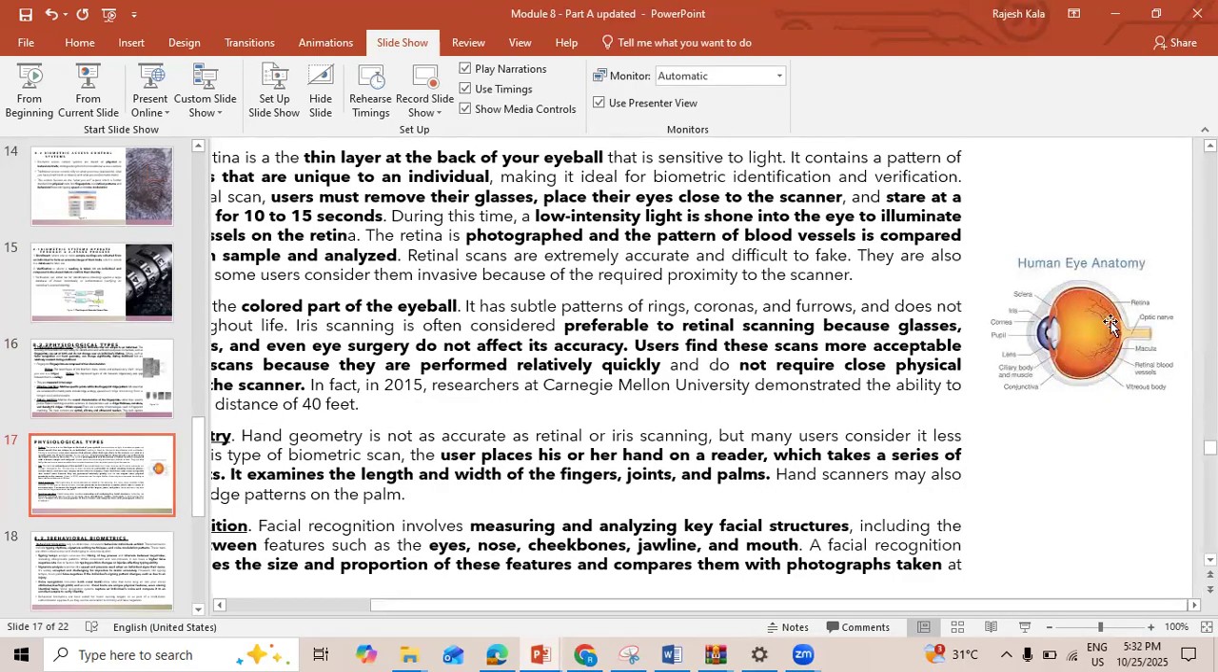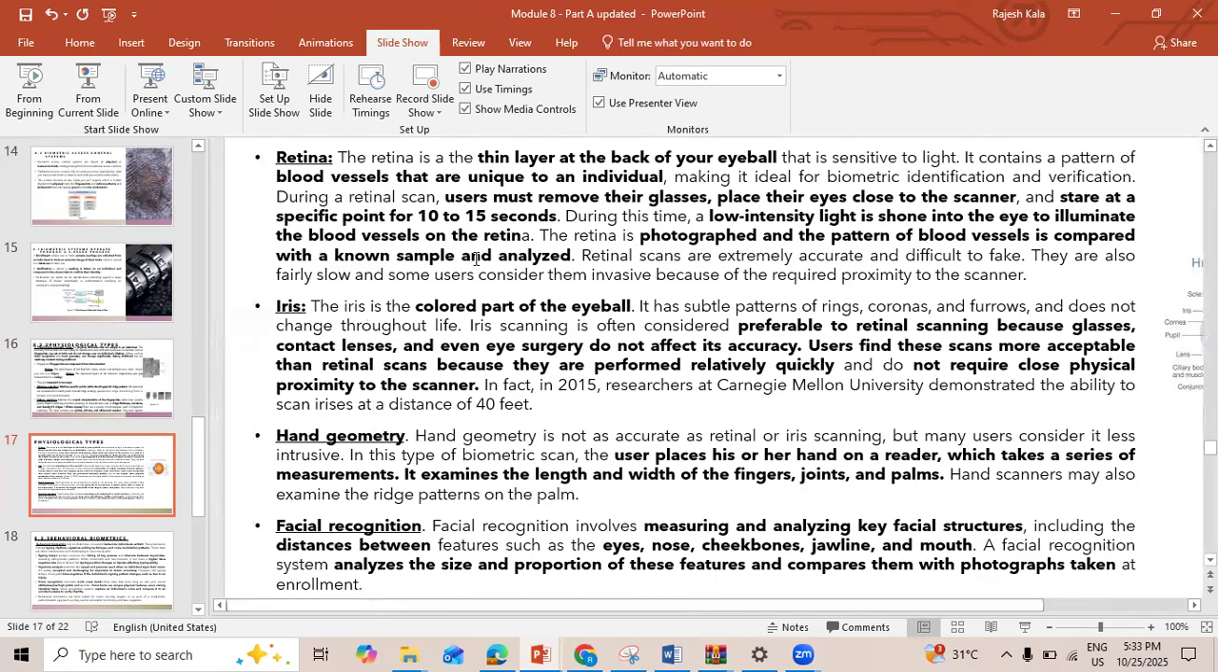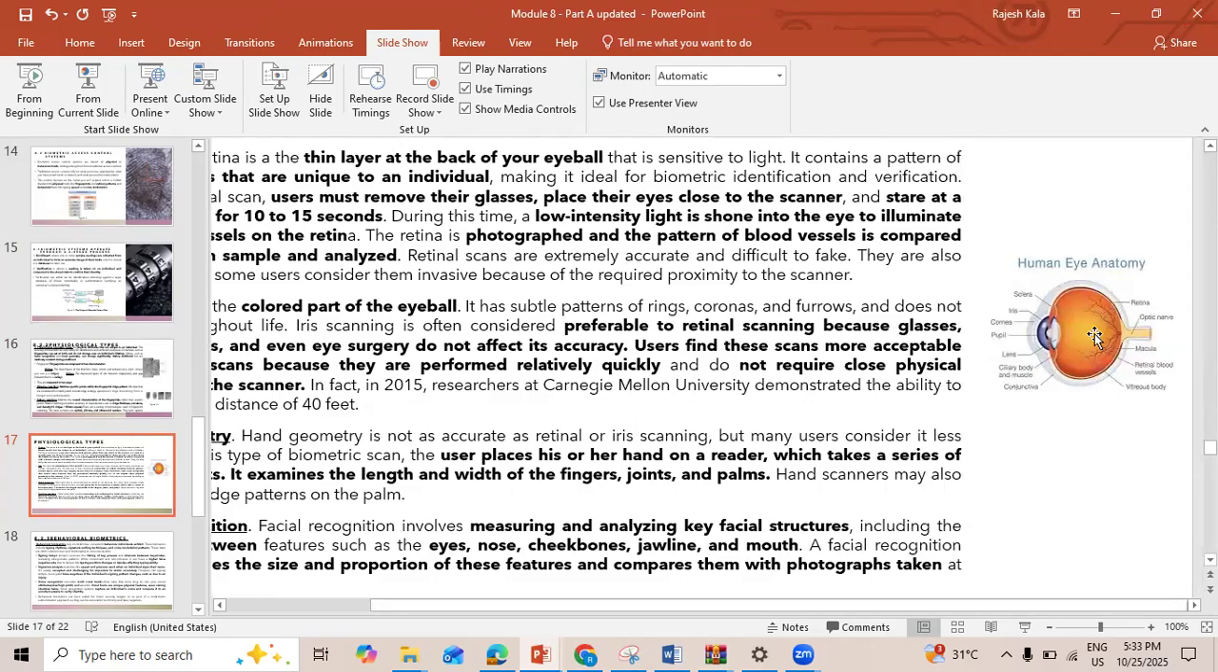This is the eyeball, and the back side is the retina, which contains blood vessels. See, these are all blood vessels. Every person has unique features; they will have their own retina blood vessels.